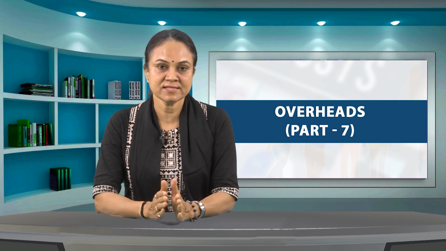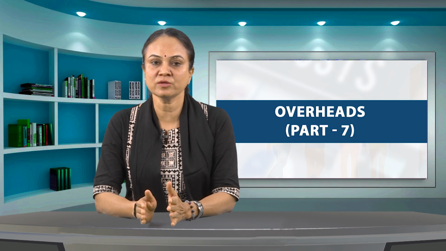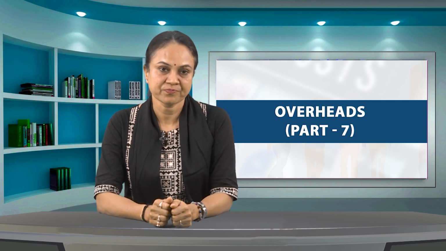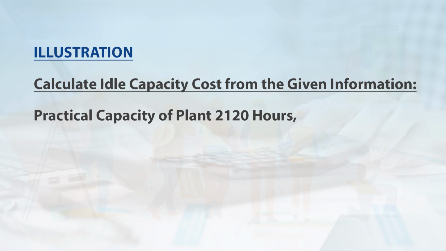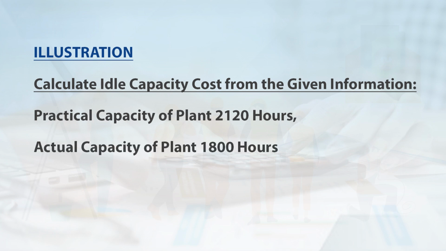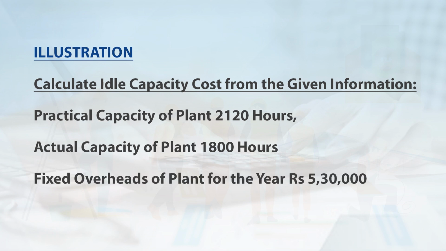Now, in the final stage, let's see a practical calculation on idle capacity. Let's understand with the help of an illustration. Calculate idle capacity cost from the given information. Practical capacity of plant 2120 hours, actual capacity of plant 1800 hours, fixed overhead of a plant for the year rupees 5,30,000.